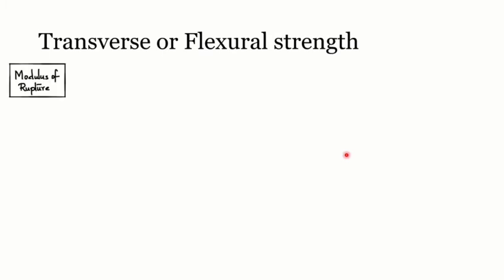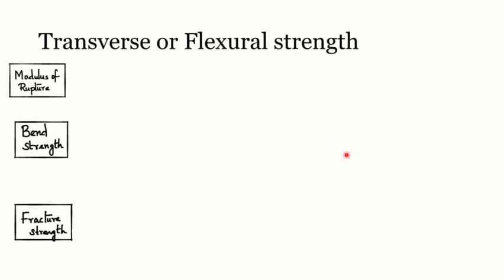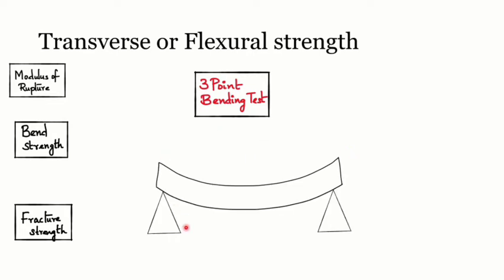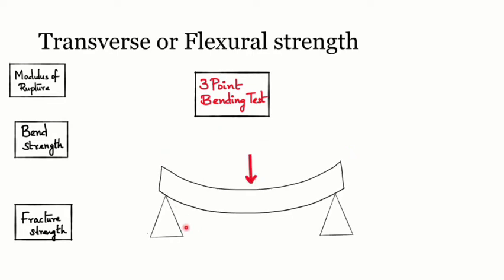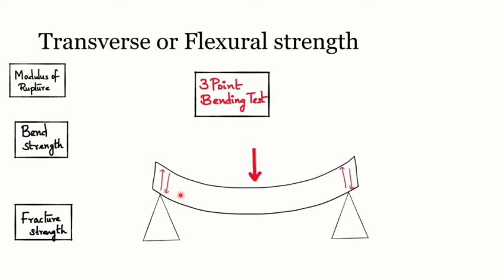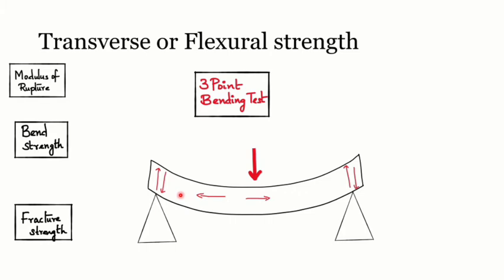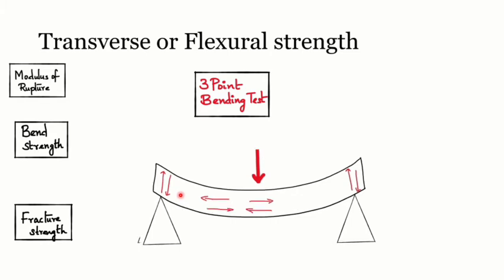What is transverse or flexural strength? It is also called modulus of rupture, bend strength, fracture strength, or the 3-point bending test. When a load is applied on the middle of a beam which is supported at both ends, like in a 3-point bending test, it can develop shear stress, tensile stress, as well as compressive stress. The complex stress is going to result in the development of a deformation in this material. That is the transverse or flexural strength.